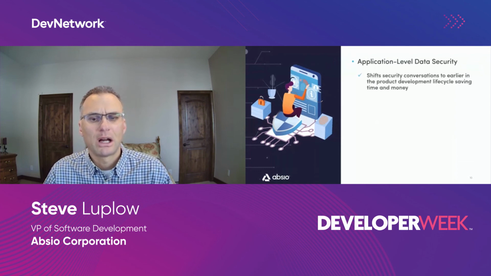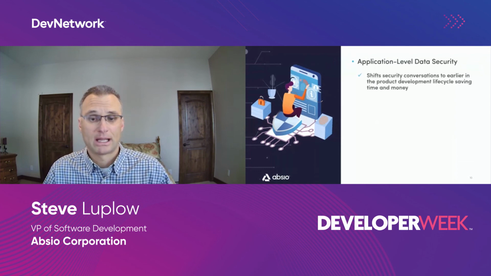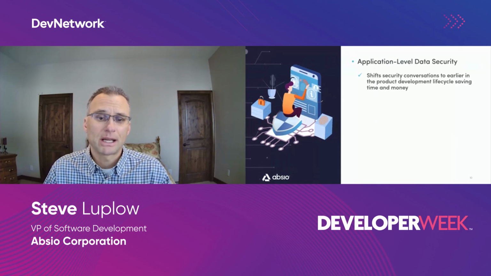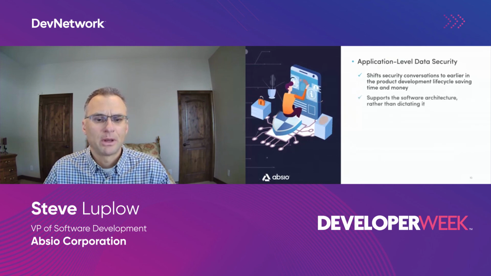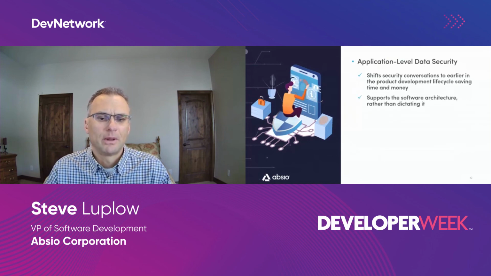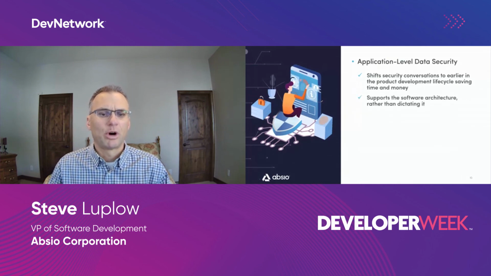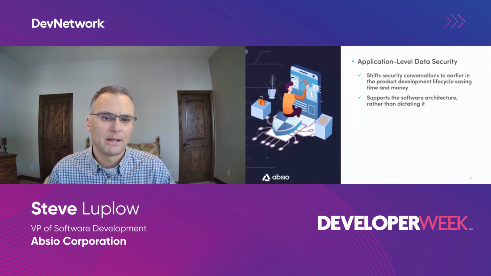This requires security conversations to start at the beginning of the product development lifecycle and to be discussed at every phase, just like functionality, stability, and user experience. This will save time and money by being proactive instead of reactive to security choices. Security infrastructure and features should support the appropriate software architecture, not dictate it.